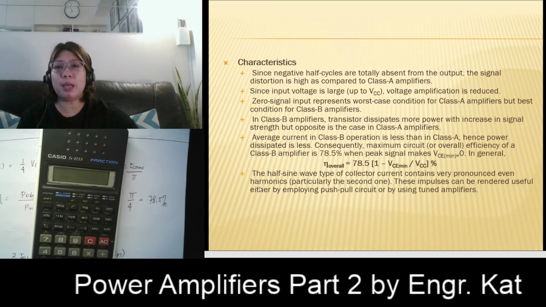Okay, so the half sine wave type of collector current contains very pronounced even harmonics, particularly the second one. These impulses can be rendered useful either by employing a push-pull circuit or by using tuned amplifiers. So we will be discussing tuned amplifiers and push-pull circuits on our next slides.